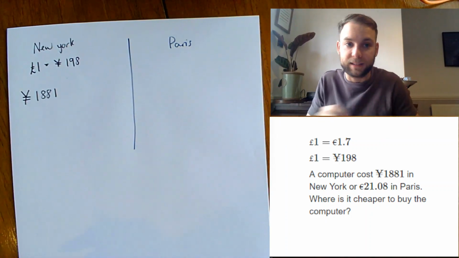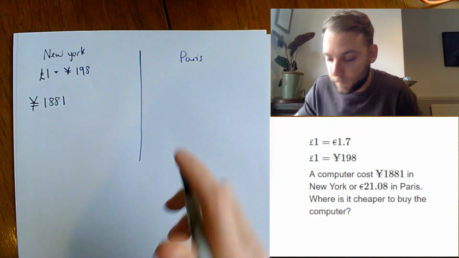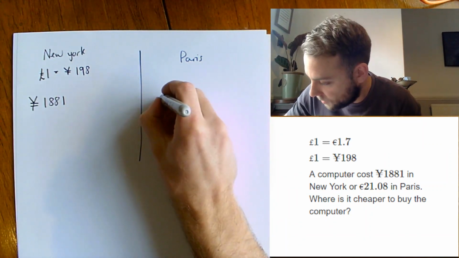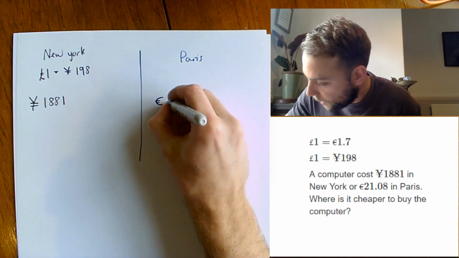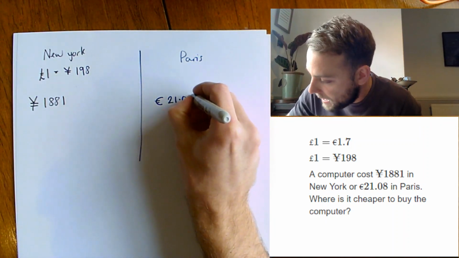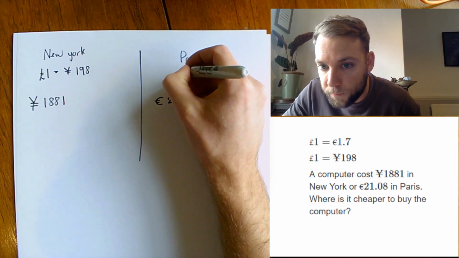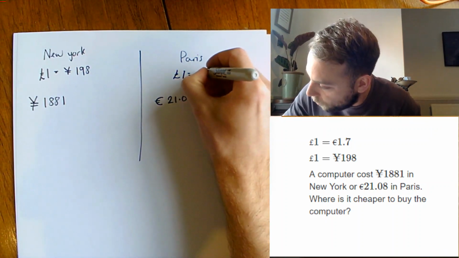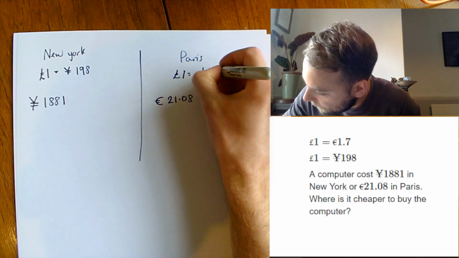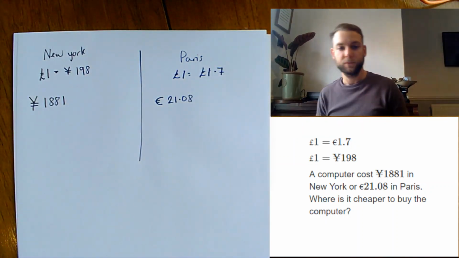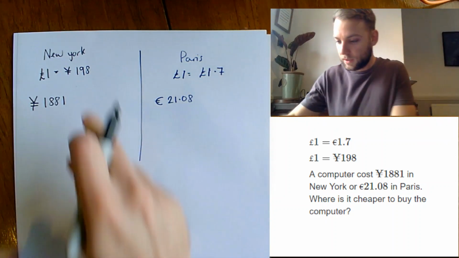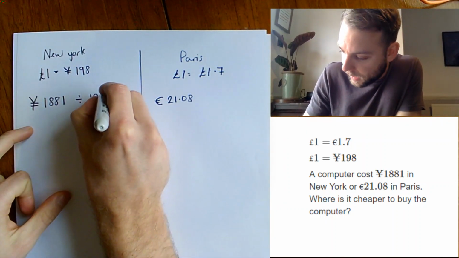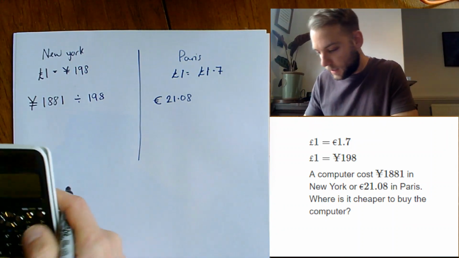198. Don't be put off by that. It's exactly the same process. So here we've got Paris, which tells us the price of it is 21.08, and the conversion rate in this one is £1 is equal to 1.7. So when we're doing this one, to get back to a pound, I'm dividing this by 198. So let's do that now.